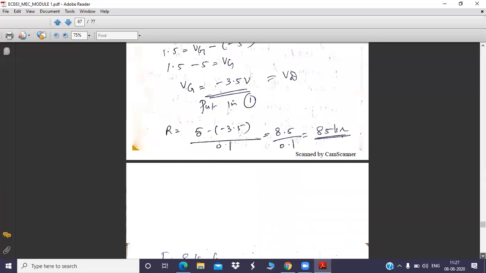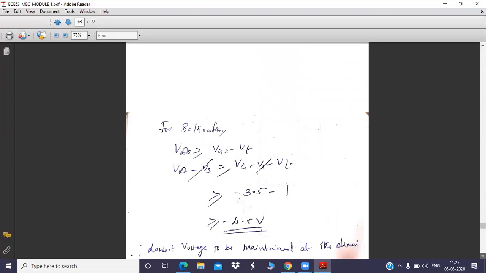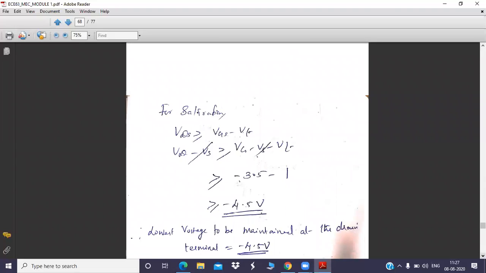Now, in the second part of the question, you need to find the minimum allowable drain voltage of Q2, or the lowest possible drain voltage. What happens if the drain voltage goes below that particular level? It will no longer remain in saturation. And what happens if it does not maintain its saturation region? Linear amplification will not take place. So we have to ensure at least a minimum voltage is available at the drain terminal of Q2.